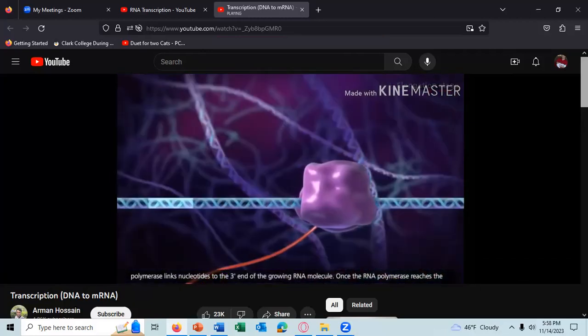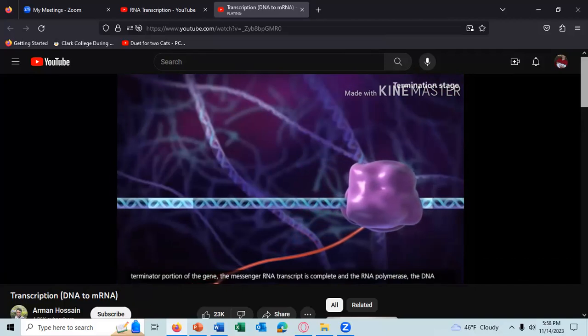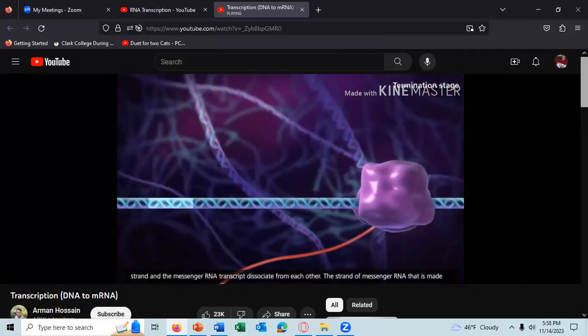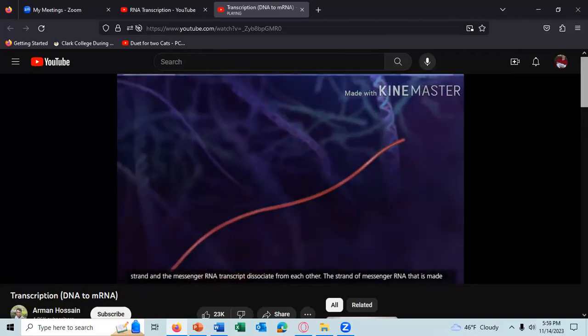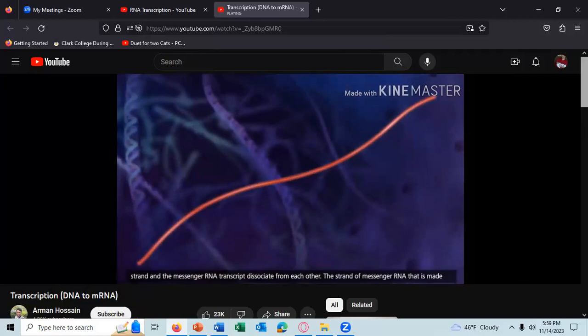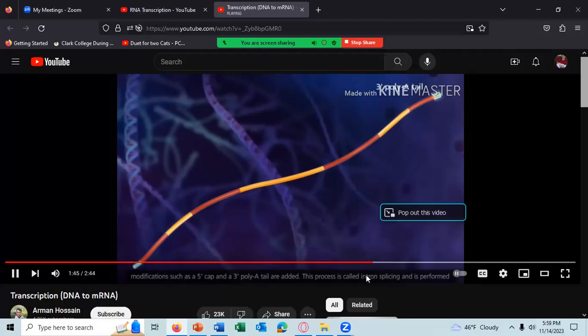Once the RNA polymerase reaches the terminator portion of the gene, the messenger RNA transcript is complete, and the RNA polymerase, the DNA strand, and the messenger RNA transcript dissociate from each other. The strand of messenger RNA that is made during transcription includes regions called exons that code for a protein, and non-coding sections called introns. In order for the messenger RNA to be used in translation, the non-coding introns need to be removed, and modifications such as a 5' cap and a 3' poly-A tail are added.